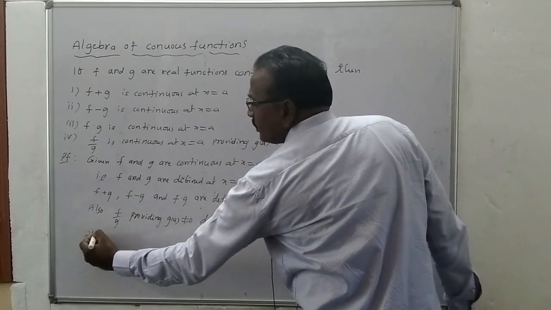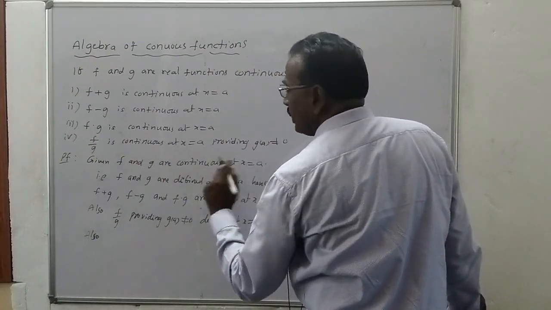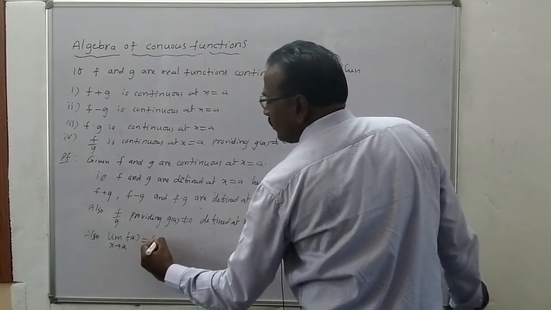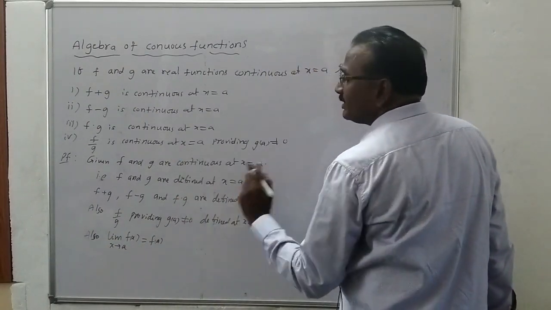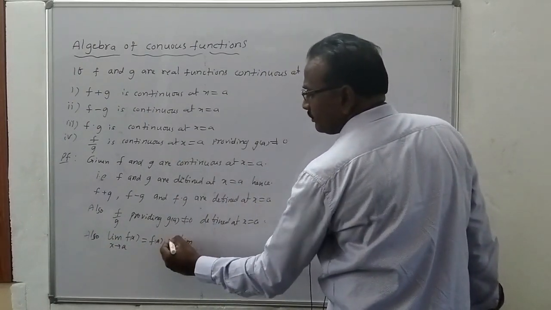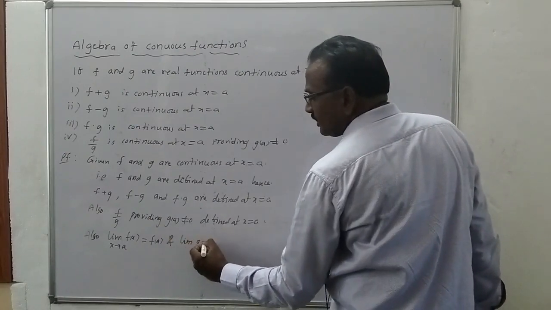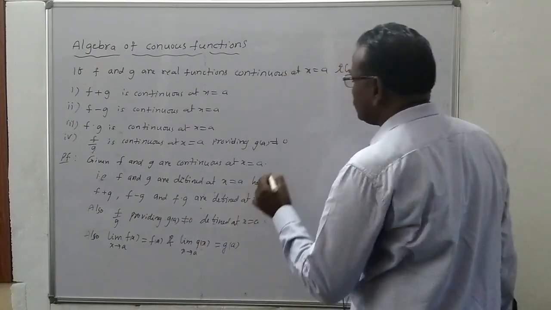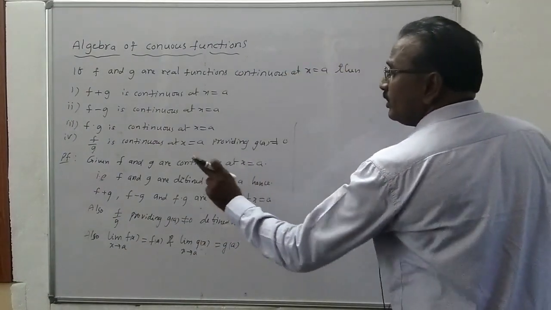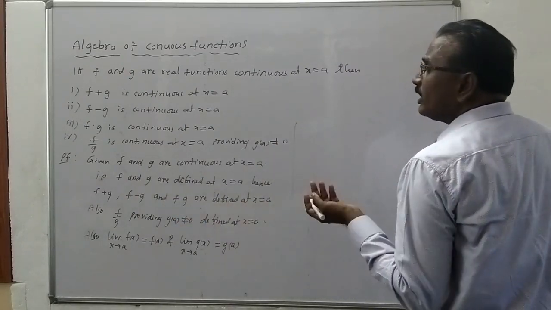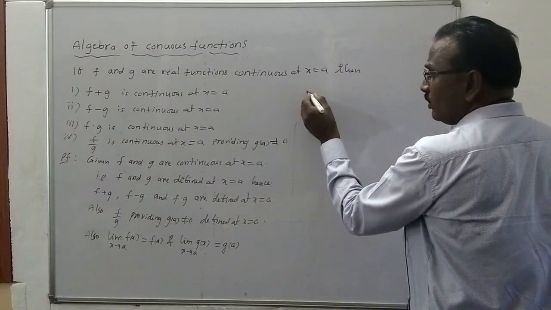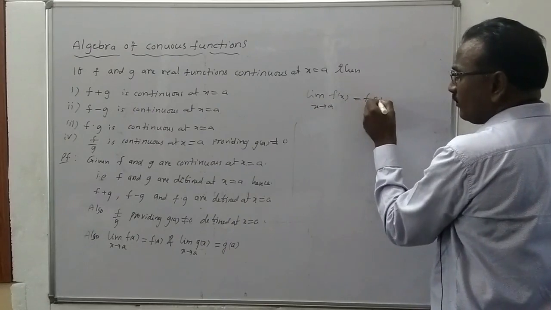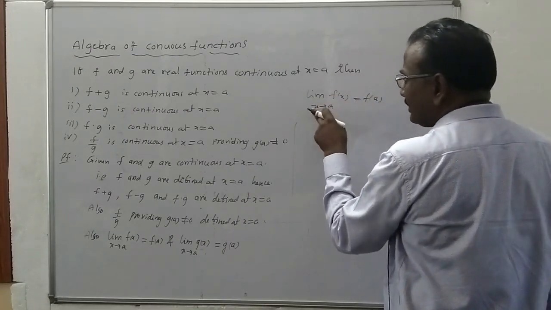Also given, f is continuous at x is equal to a means limit f of x as x tends to a is equal to f of a, and g is continuous at x is equal to a means limit g of x as x tends to a is equal to g of a, by definition of continuous functions. So now the first one, f plus g is continuous. What is the condition for continuity of a function at x is equal to a? What is the definition? Limit f of x as x tends to a is equal to f of a, then the function f of x is said to be continuous at x is equal to a.